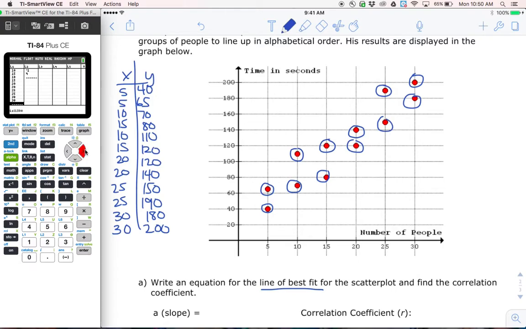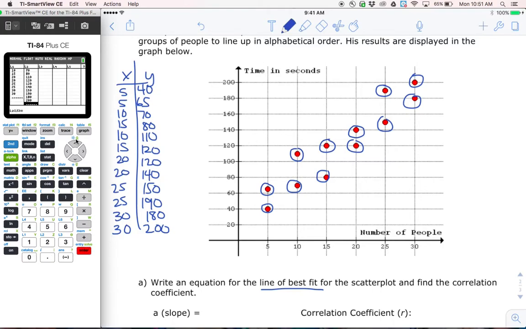All right. So now we're going to go to the next Y column and we're going to type them in again. They have to go in the exact order that your X's were in. They have to line up. So 40, 65, 70, 80, 110, 120, and another 120, and then I've got 140, and I've got 150, and 190, yes, it's annoying, and 180, and finally we've got 200.